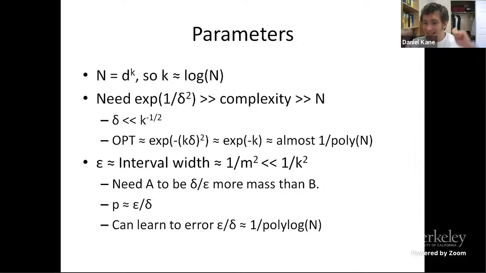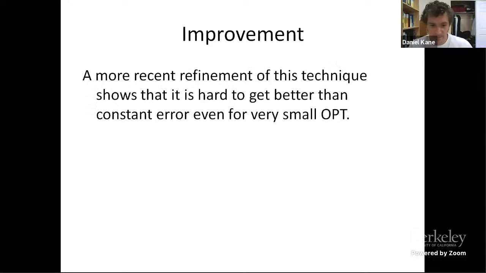Now, doing any better than that will break this thing. Doing any better than that will force you to distinguish between being a distribution from this family and being something where x is independent of y, and that therefore is SQ hard, so you can't learn to error better than 1 in poly log of the dimension, but you can do that efficiently.